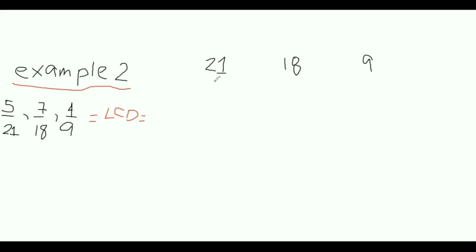So, ifa-factor natin yan. What are the two numbers that if we multiply, the answer is 21? So, 7 times 3. Ang 7, prime na yan kasi wala na tayong pwedeng i-multiply kung hindi 1 times 7 lang. And then, 3 is also prime number.